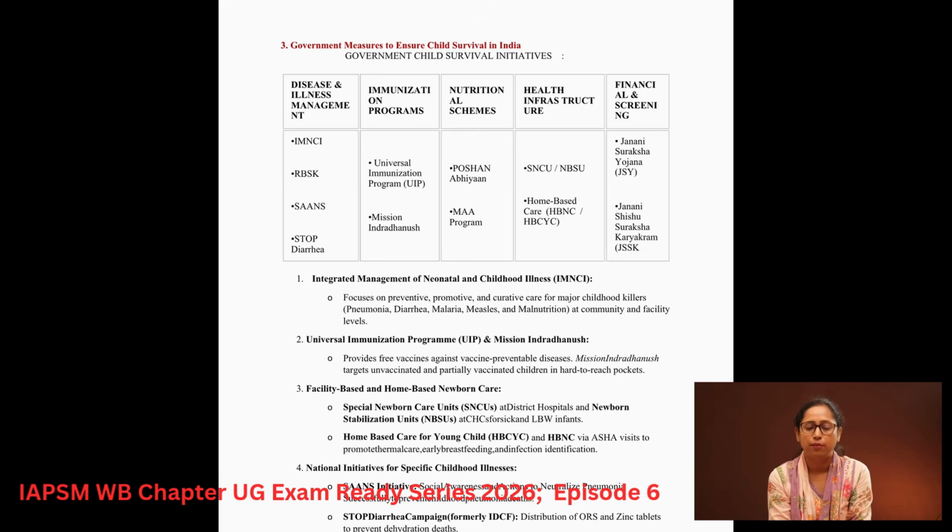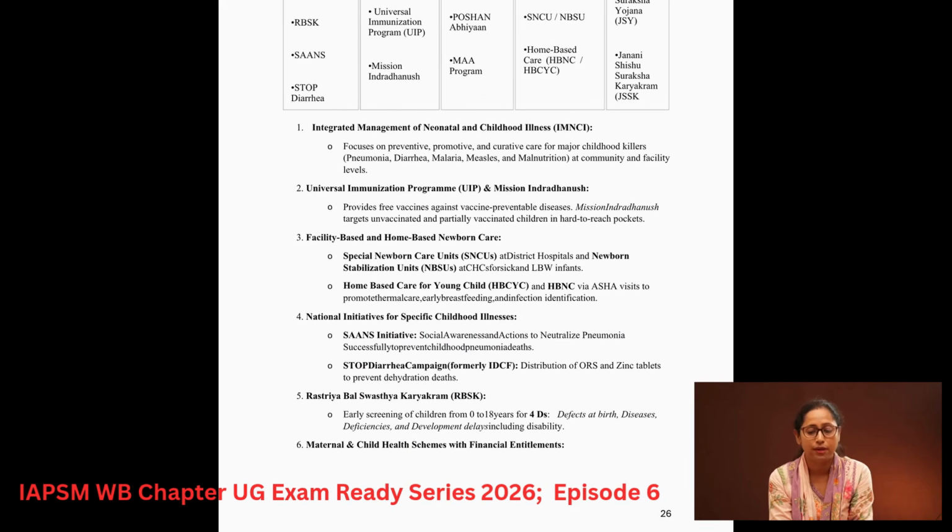You need to mention all these in a tabulated manner, and then you explain a little bit of each one of it. Okay. So, for example, I will just talk about IMNCI, integrated management of neonatal and childhood illness, that focuses on preventive, promotive and curative care of major childhood killers like pneumonia, diarrhea, malaria, measles, malnutrition at the community level as well as at the facility level.